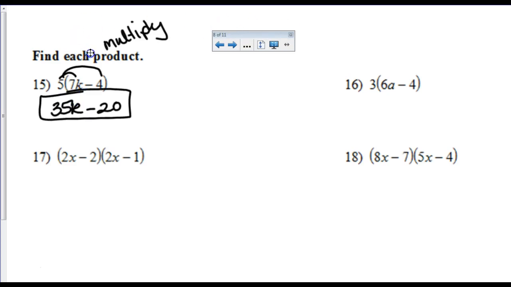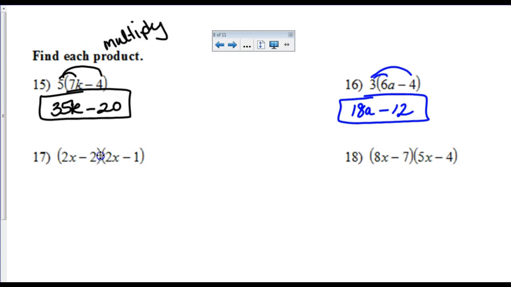So the directions here could have said just distribute, and you guys would know what to do. So same thing here, we're distributing or multiplying into 3. So 3 times 6a is 18a. 3 times 4, this would be a minus 12. Again, nothing more you can do there because they are not like terms.